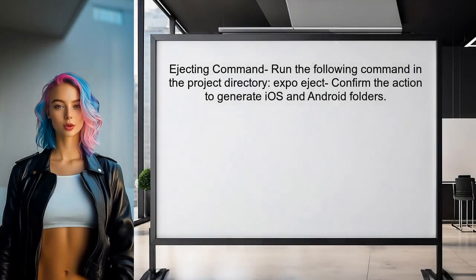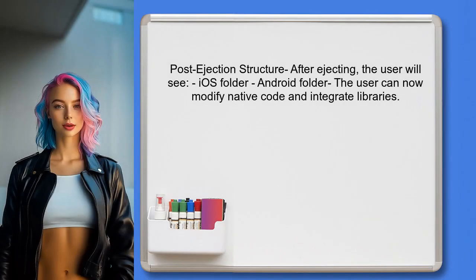To eject, the user should run the command expo eject in their project directory. This will prompt the user to confirm the action and will generate the iOS and Android folders. After ejecting, the user will see the newly created iOS and Android folders in their project structure. They can now modify native code and integrate additional libraries that require native configurations.